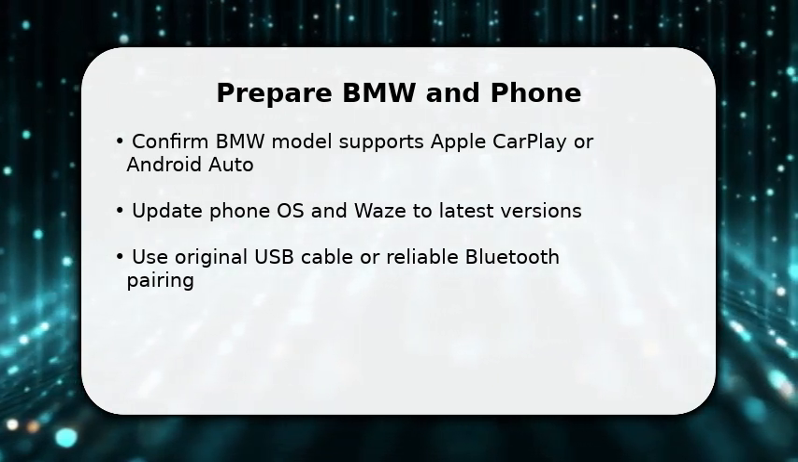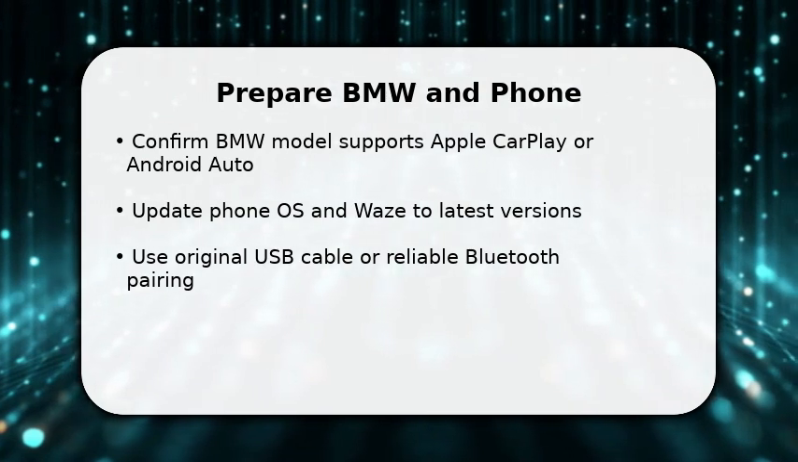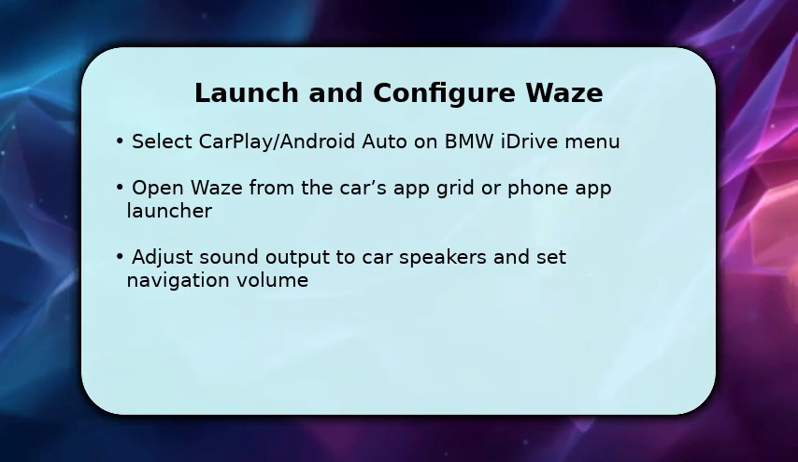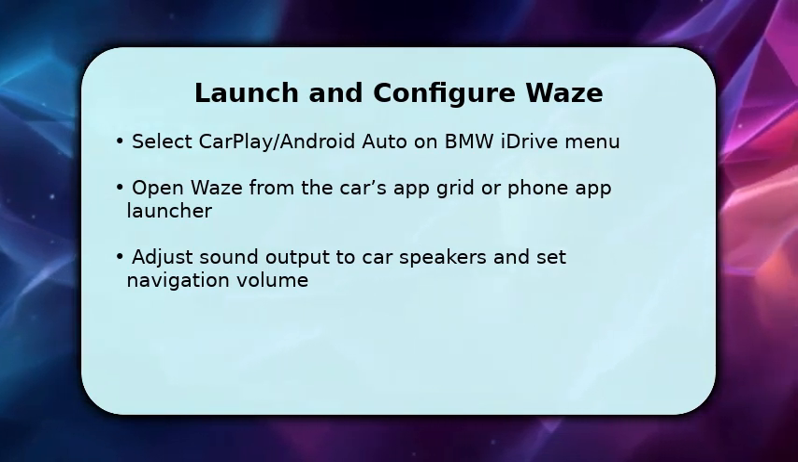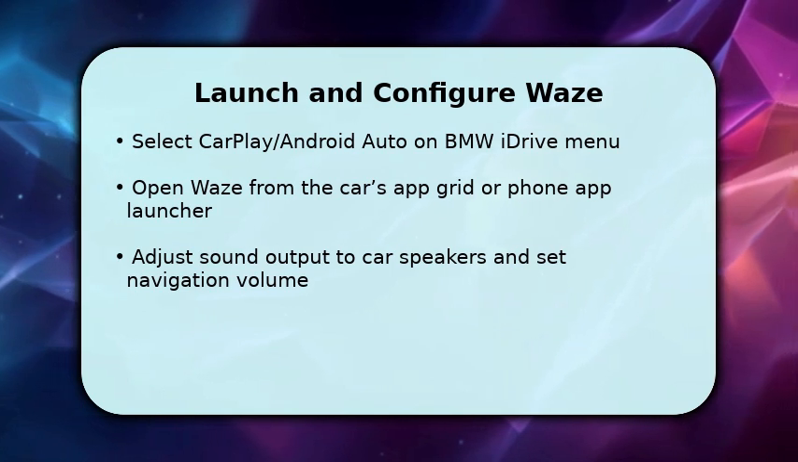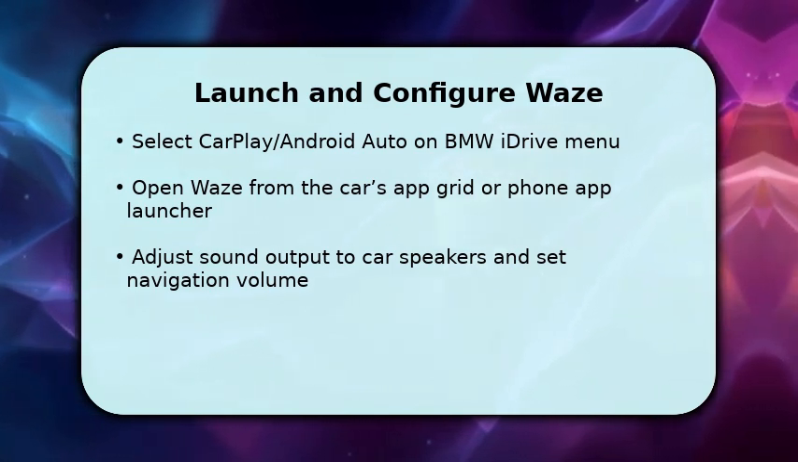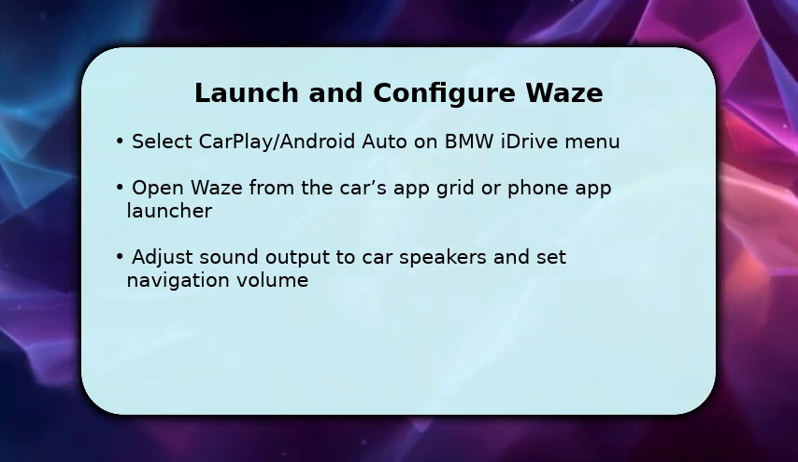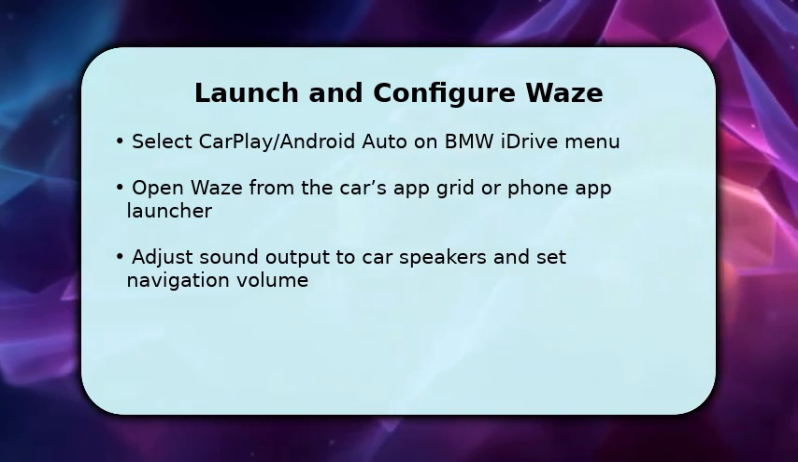You're now ready to transfer control from your phone to the BMW screen and launch Waze. Once connected, select the CarPlay or Android Auto icon on the BMW iDrive home screen. This hands off app control to the car. Then tap Waze from the app grid. You may need to open Waze on your phone first and choose the car session.